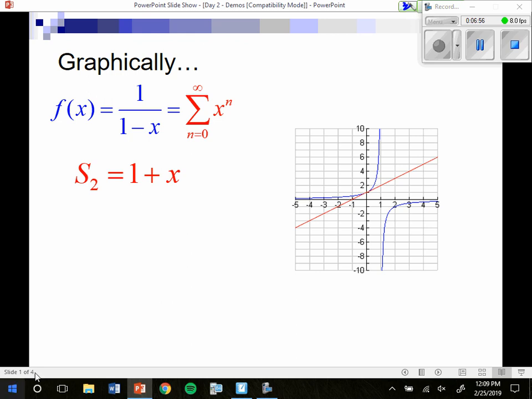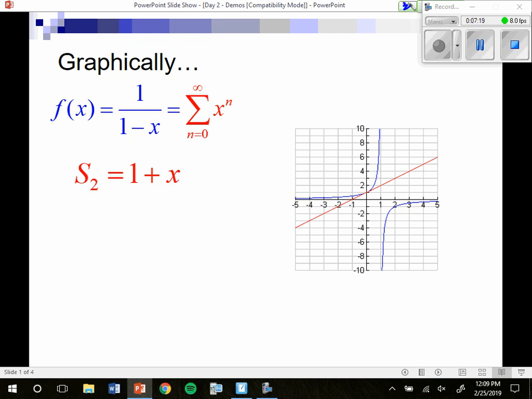What if I only got 2 terms, 1 plus x? What kind of function is 1 plus x? It's linear. So I have my rational in blue, my linear in red. Do you see how the red function and the blue function match up a little bit? But not very well. So if I'm saying these things are equal, well, they're not really equal right now. How could I make them look more equal?